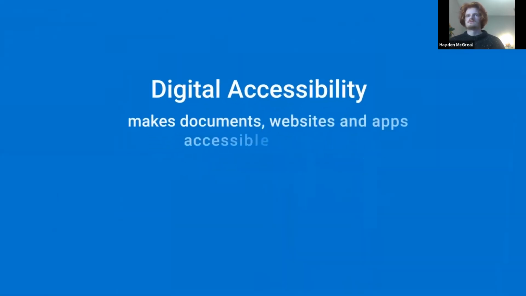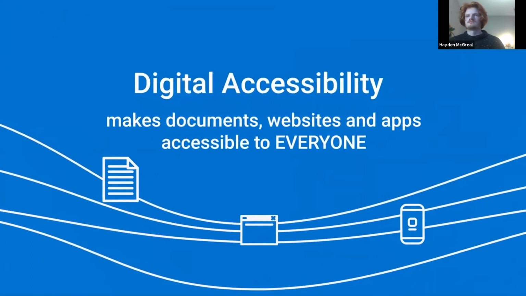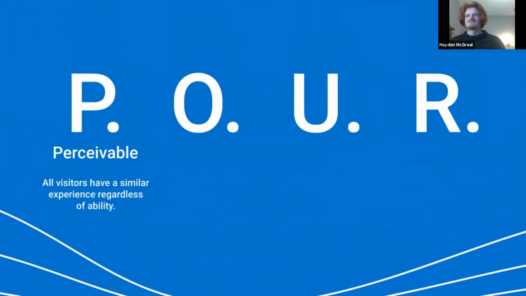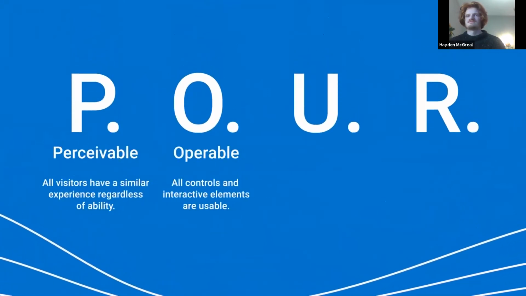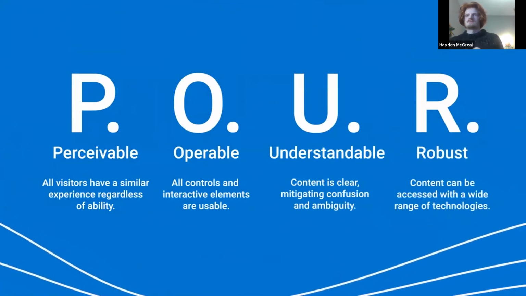Digital accessibility is the practice of making digital documents, web, and mobile apps accessible to everyone, including people with disabilities. Accessible sites and apps are perceivable, operable, understandable, and robust.